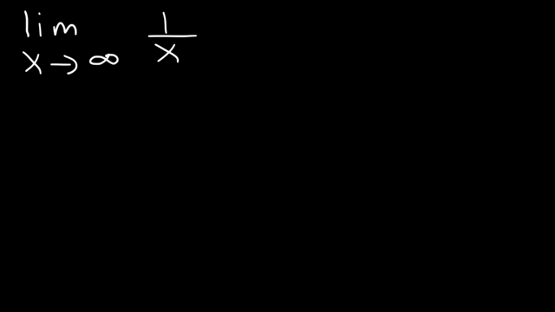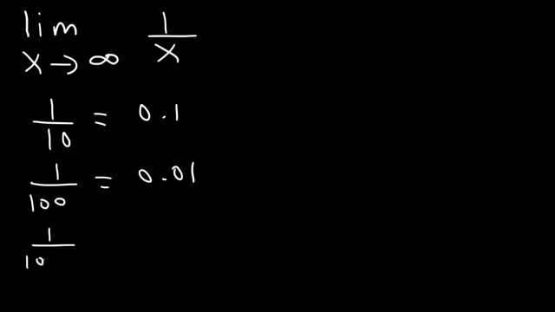Well, let's start plugging in large numbers. Whenever the denominator is large, you're going to get a small value. If the denominator has a small value, you get a large value. So for example, 1 divided by 10 is 0.1. 1 divided by 100 is 0.01. And 1 divided by 1,000 is 0.001.